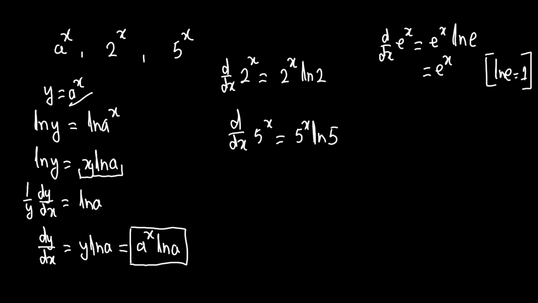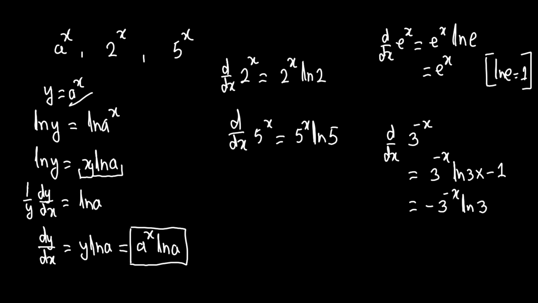If it is written with a negative power, say 3 to the power negative x, what is the differentiation of that? Definitely it would be 3 to the power minus x ln 3 into minus 1, since we differentiate the exponent x and get minus 1. So we get minus 3 to the power minus x ln 3. This is our differentiation of that part. So that is the total working.